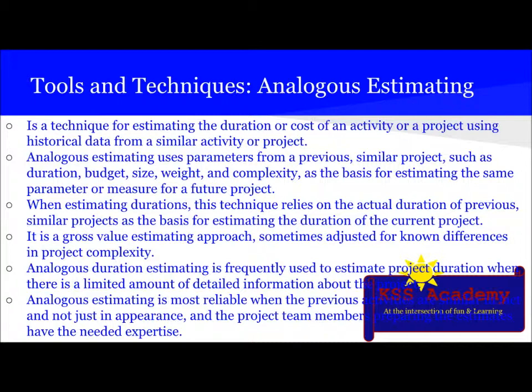When estimating durations, this technique relies on the actual duration of the previous similar project as the basis for estimating the duration of the current project. It is a gross value estimating approach, sometimes adjusted for known differences in project complexity. Analogous duration estimating is frequently used to estimate project duration when there is a limited amount of detailed information about the prior project. It is most reliable when the previous activities are similar in fact and not just in appearance, and the project team members preparing the estimates have the needed expertise too.